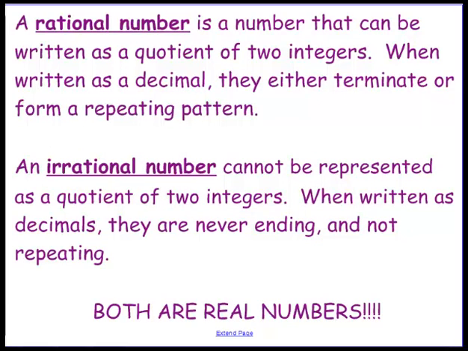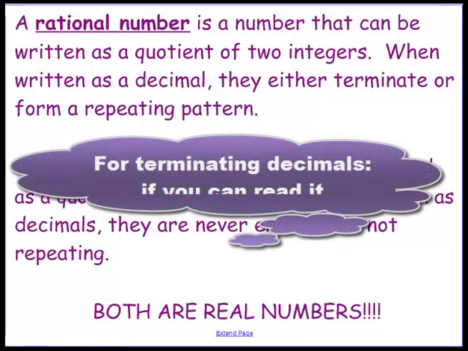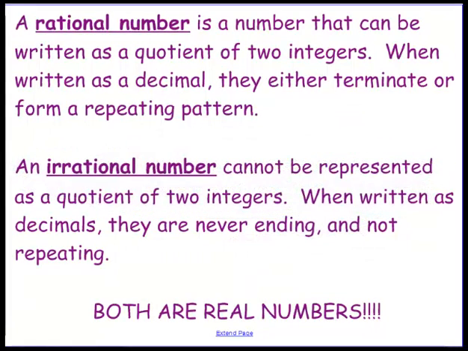Irrational numbers, on the other hand, cannot be represented as a quotient of two integers. When written as a decimal, they are never ending and not repeating. Your favorite, best example of that would be pi. As I write that as a decimal, it never ends and it never forms a repeating pattern. The big thing they have in common, the number one thing you got to understand, is both are considered real, which we'll come back to when we get to the point of that joke you saw on the first slide.